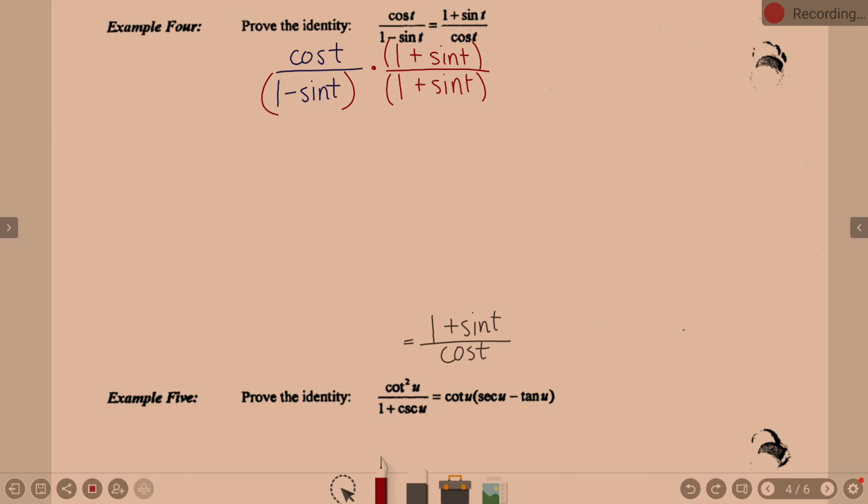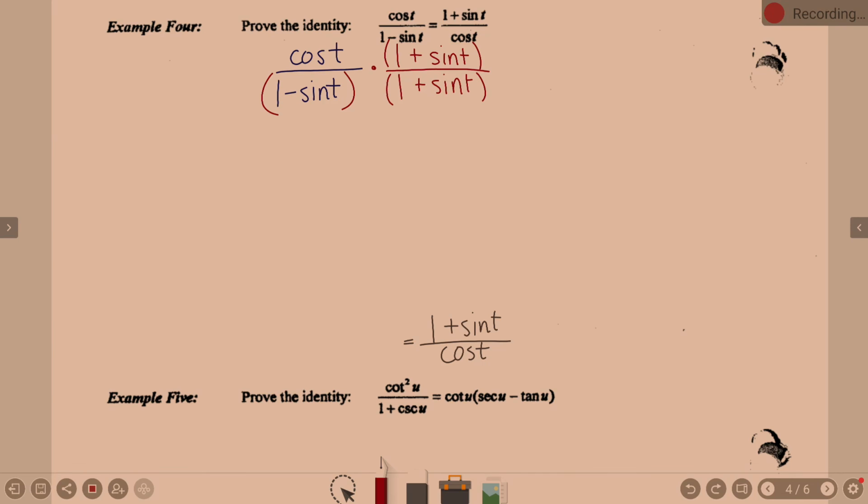Okay? So, multiplying by the conjugate of the denominator is a helpful skill at times. So we're multiplying by 1 plus sine t, numerator and denominator. As we go to multiply these, if we just multiply by the conjugate, what do you think is going to be helpful to do in the denominator? We're going to want to FOIL.